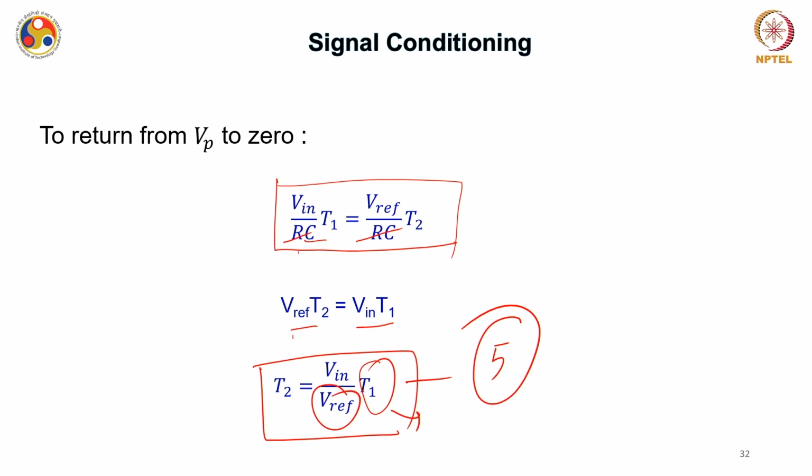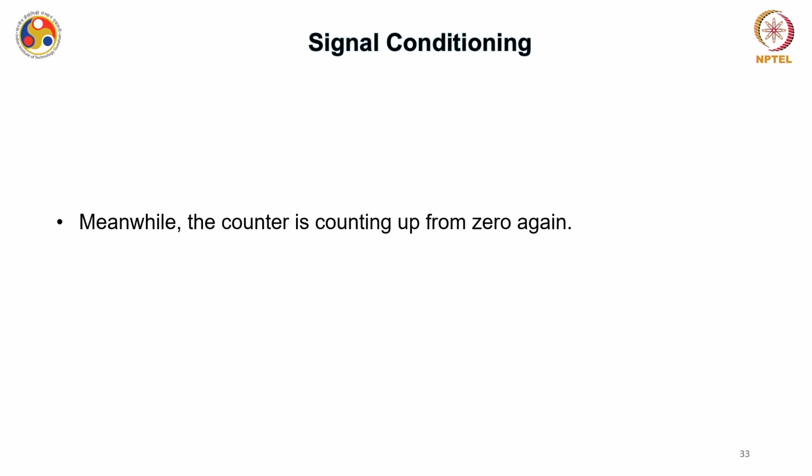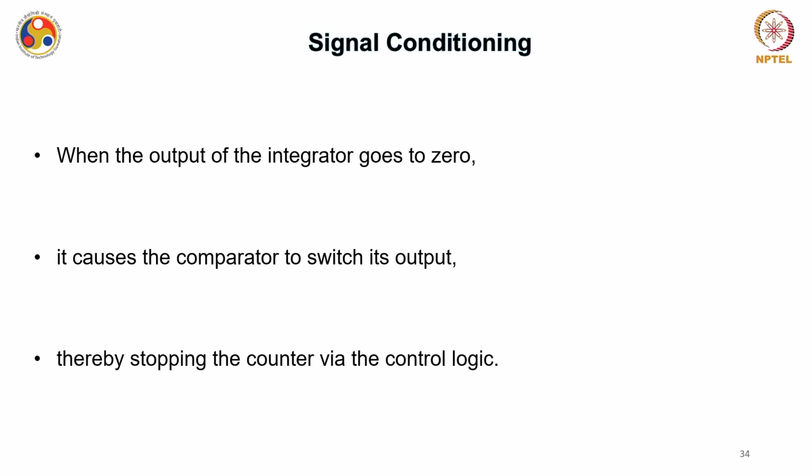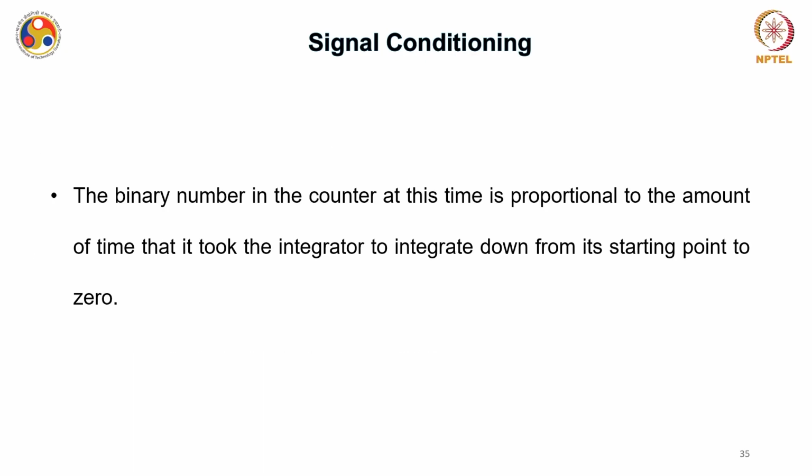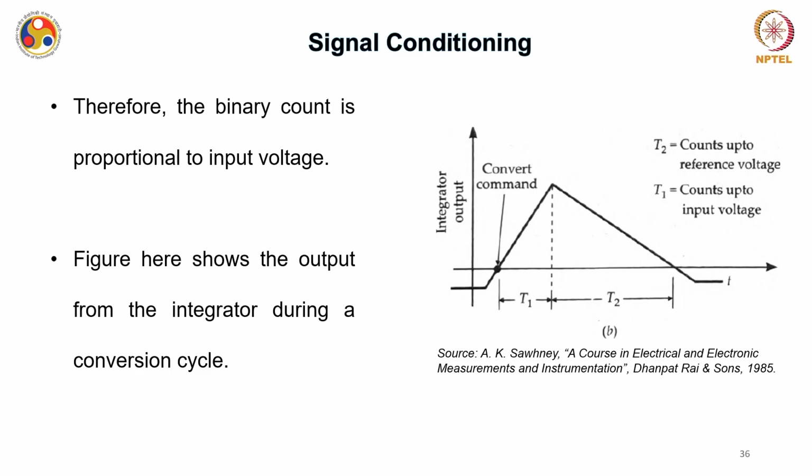T2 equal to V in by V reference into T1. Please note that during this duration, the counter is counting up from 0 again. When the output of the integrator goes to 0, it causes the comparator to switch its output, thereby stopping the counting via the control logic. The binary number in the counter at this time is proportional to the amount of time that it took the integrator to integrate down from its starting point to 0 value. Therefore, the binary count is proportional to the input voltage.